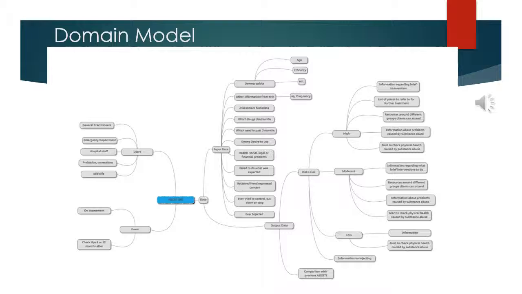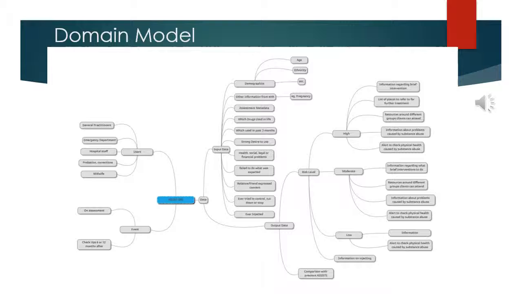The other inputs would be the answers to the questions on the ASSIST. These being, in your life, which of the following substances have you ever used? And a list of the substances that I listed earlier. In the past 3 months, how often have you used the substances mentioned above? During the past 3 months, how often have you had a strong desire or urge to use the substances?